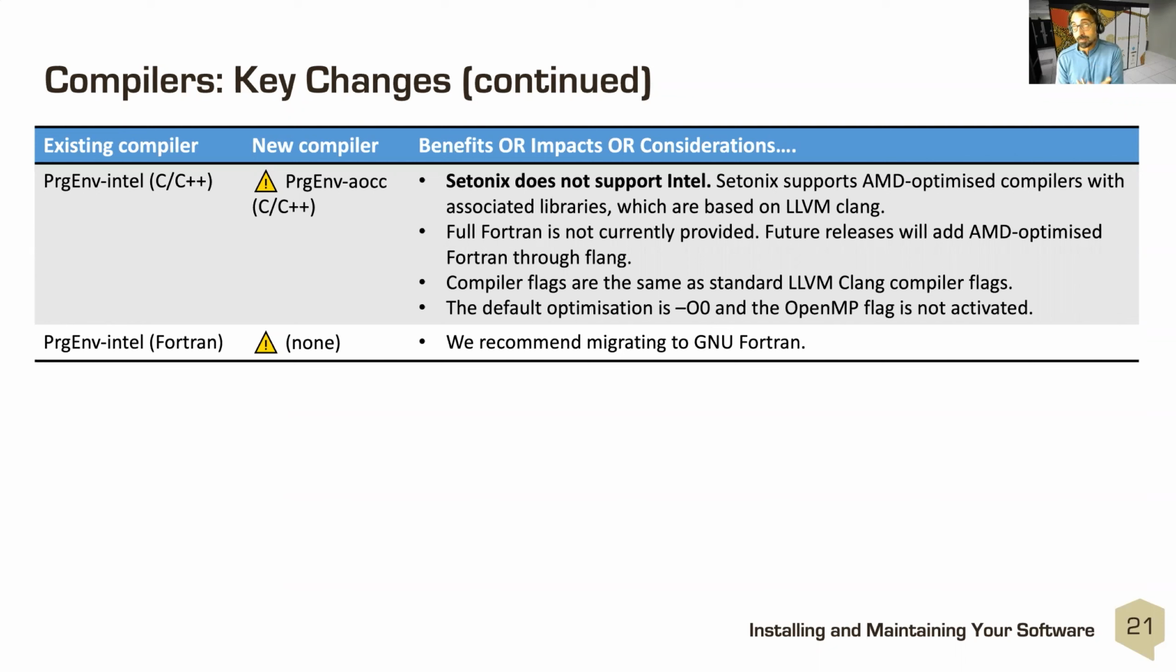They have similar arguments to the Cray compilers now, and the optimization is turned off by default, so there's no OpenMP and there's no optimization. And if you were using ifort before, the Intel Fortran compiler provided by the Intel programming environment, there is no equivalent in AOCC, but we just recommend migrating to GNU Fortran.